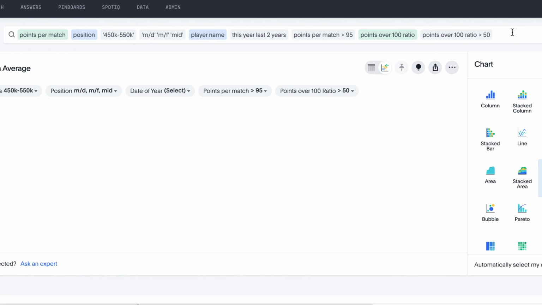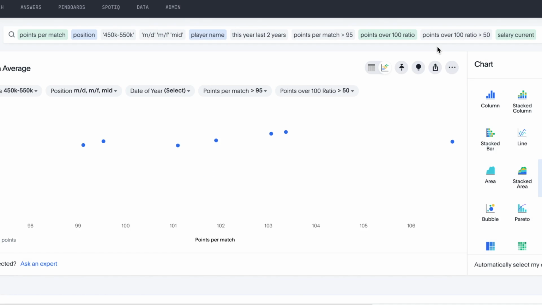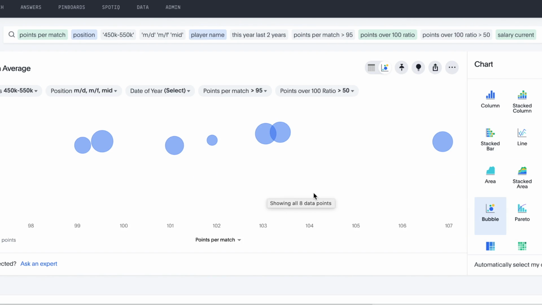I'm interested in, again, looking at what is the current salary. So how much is it going to cost us to get these players? So let's just include salary in the search. Just change the visualization so we can see this salary. And we can see in this picture here that the size of the bubble is the salary. And this is where it sort of starts getting interesting.